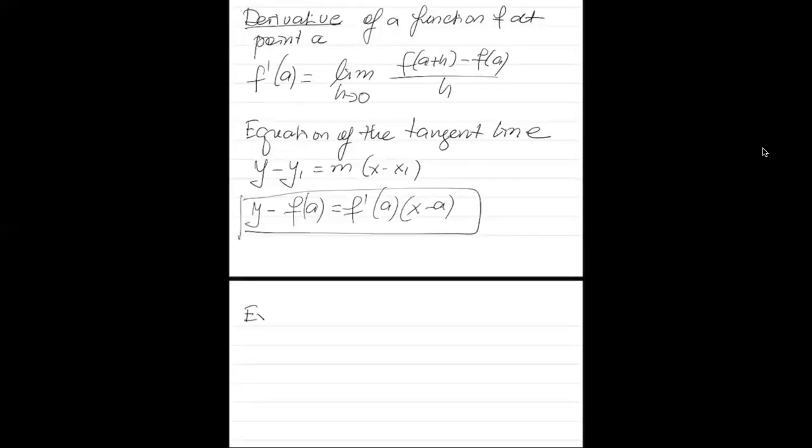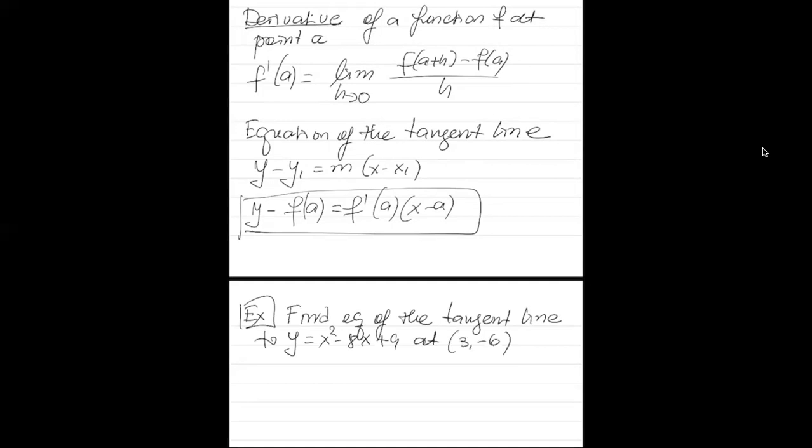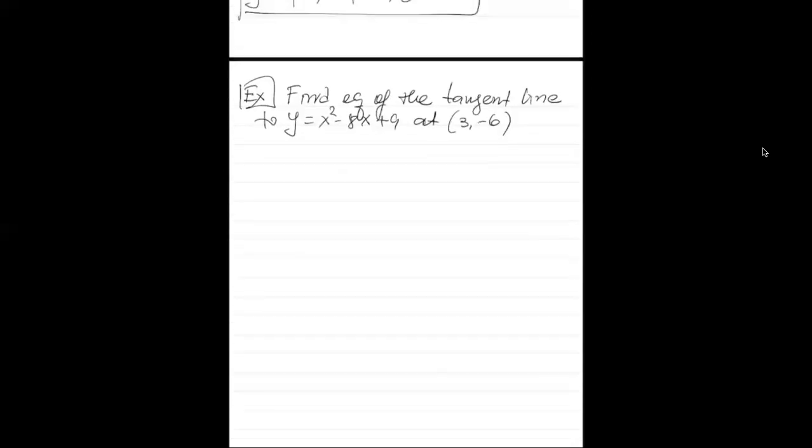Example, find the equation of the tangent line to y equals x squared minus 8x plus 9 at the point (3, -6). So we have a parabola, and we need to find the equation of the tangent line. Now we're going to use a formula that we'll learn later on to save time, but you can use the definition to find the slope.